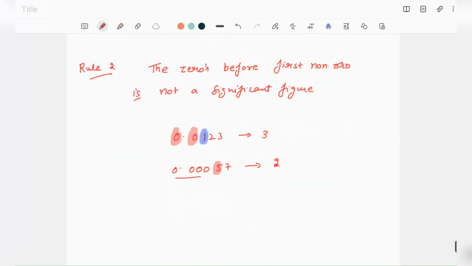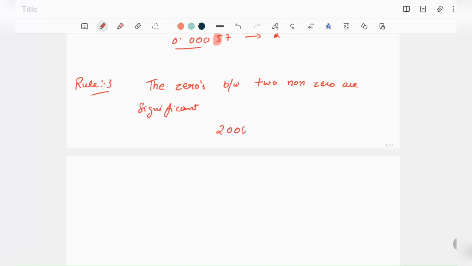They are very basic. Let's see the third rule, then we will overview it. Rule number 3: the zeros between two non-zero digits are significant. The zeros between two non-zero are significant. Let's see one example. 2006. So the zeros between two non-zero numbers are going to be considered significant. So there are a total of 4 significant figures. Remember this rule, very easy rule.